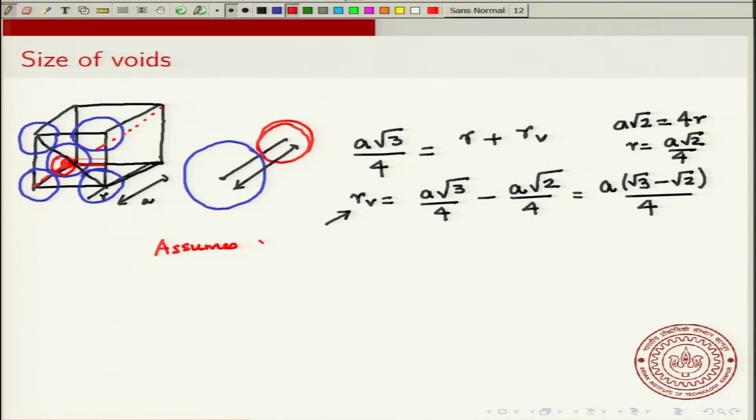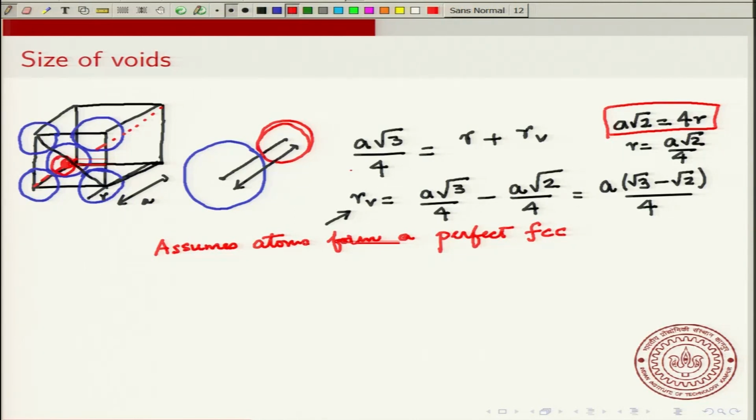Now, this is the radius of a tetrahedral void in a perfect FCC, which assumes the atoms form a perfect FCC. In the sense that we impose this condition, which is only true if the blue atoms form a perfect FCC, and then you use this condition to find the size of the tetrahedral void. What I mean is that if you actually squeeze an atom, then the FCC might get distorted a bit, but in a perfect FCC this is the size of the void.